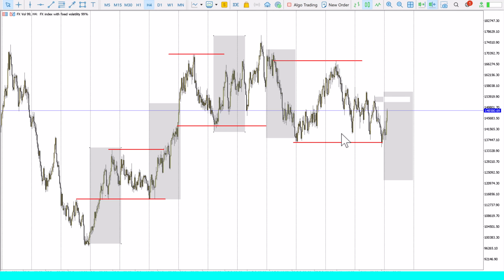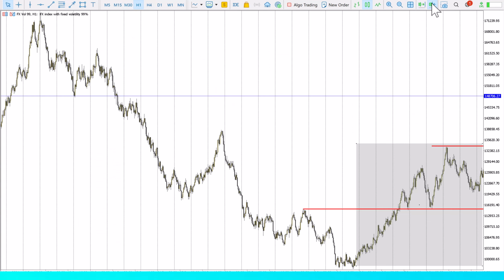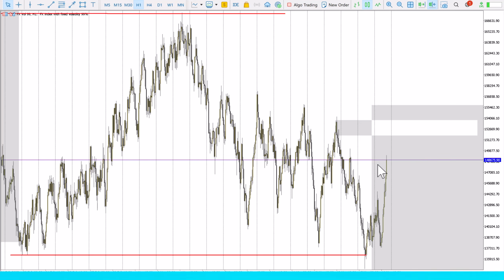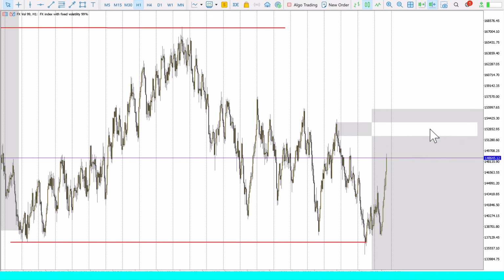And what do we want to see? We want to see price retesting these order blocks in this area. So if you go now to the H1, you see the clear picture of what is happening. Price is moving up to around this area, where this particular order block is marked. So when price gets to this point, we are expecting price to start dropping.